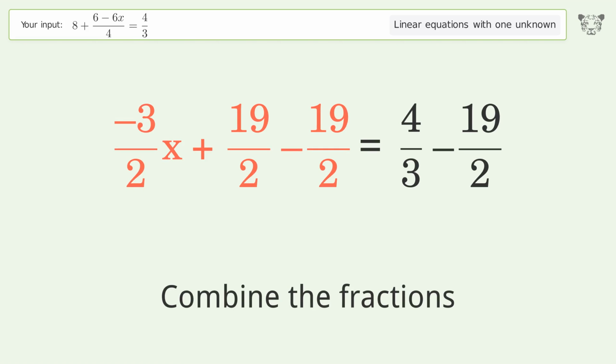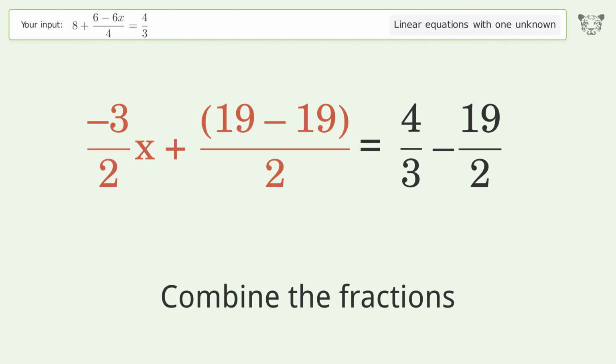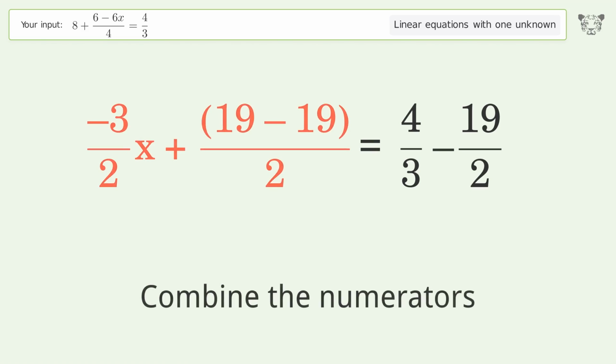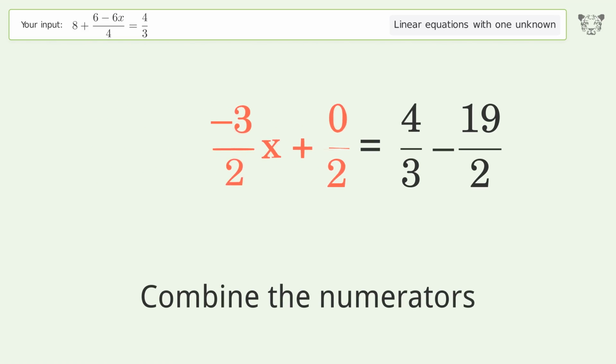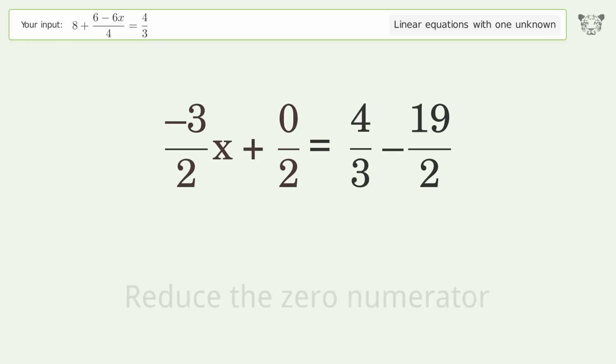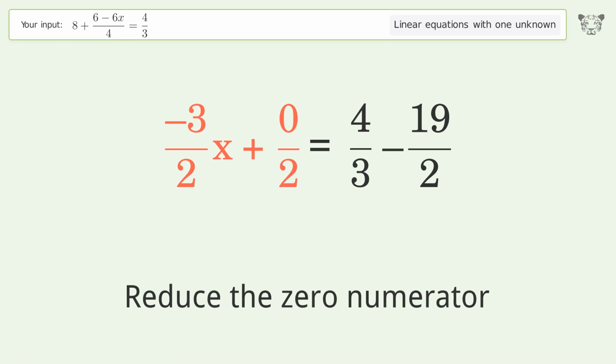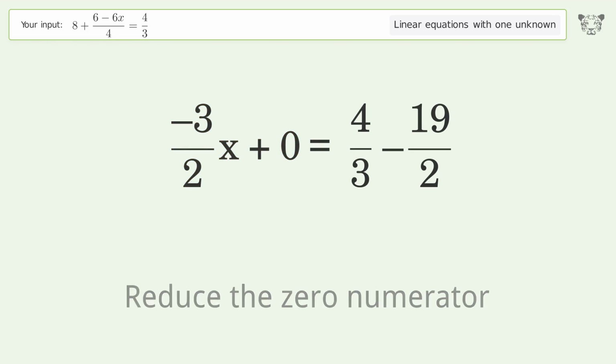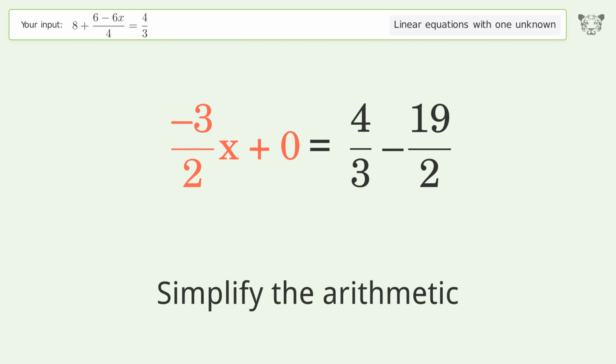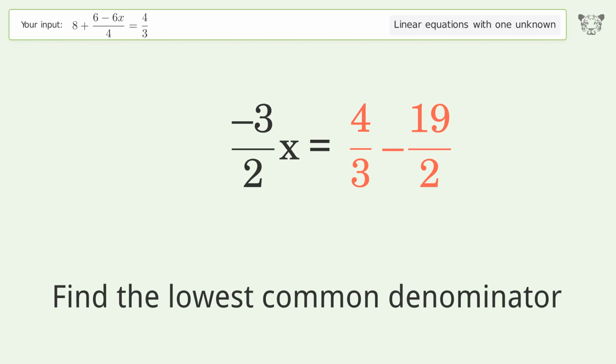Combine the fractions. Combine the numerators. Reduce the zero numerator. Simplify the arithmetic. Find the lowest common denominator.